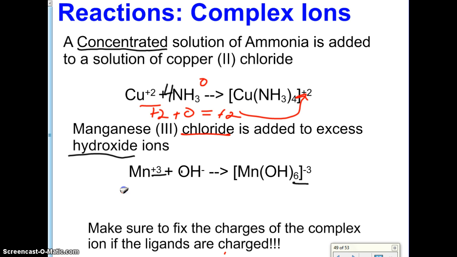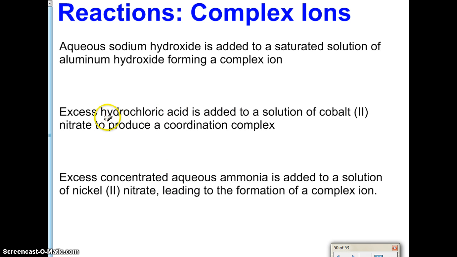And then the overall charge comes from the fact that manganese is +3. We have 6 hydroxides that are -1, so that's -6. So +3 plus -6 equals -3. So again, that's my charge. Practice a couple more of these. We won't do all of them.